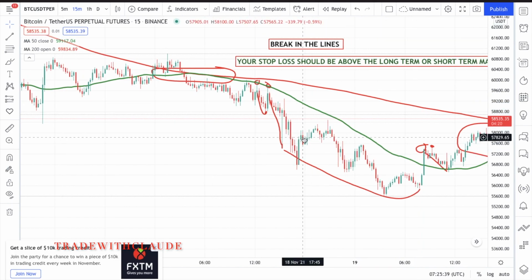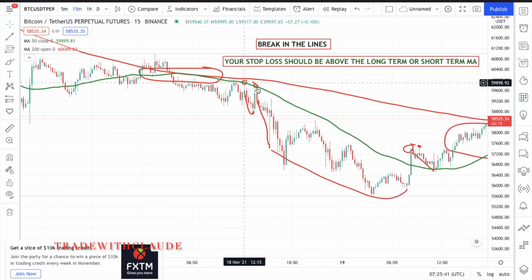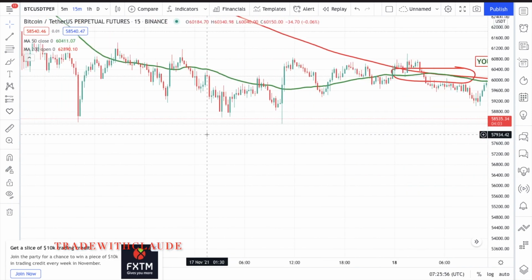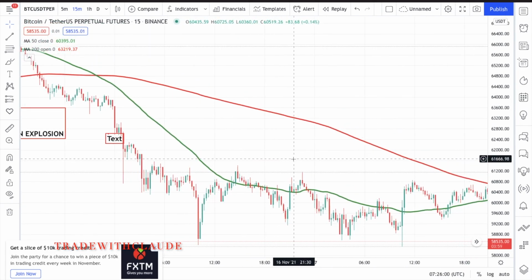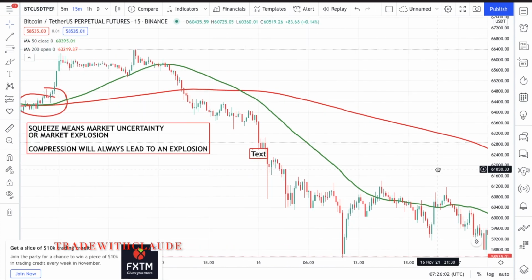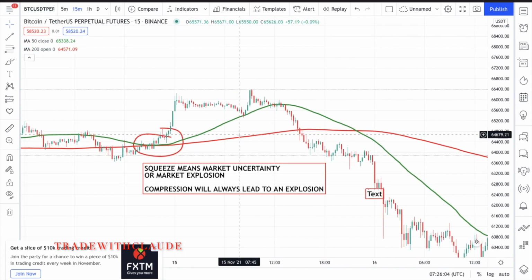Your first entry should be once it breaks this first line, it is an entry. Stop loss a little above this line. If this candle breaks back in and breaks there, no problem, you're out of the trade. Don't kill yourself, you're out of the trade. You cannot make the whole money in the market.